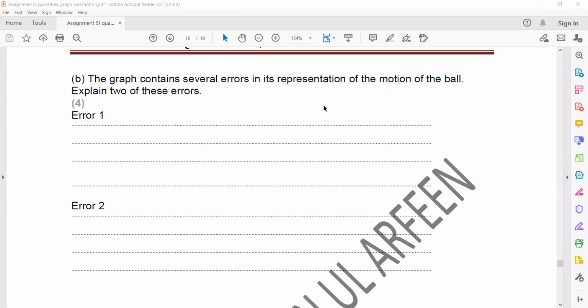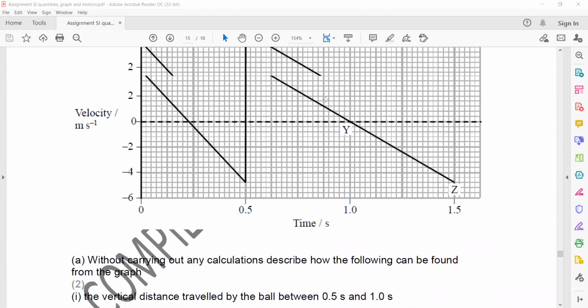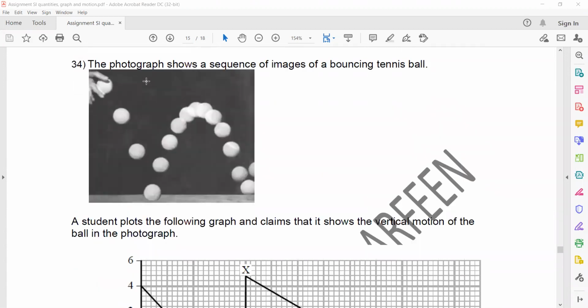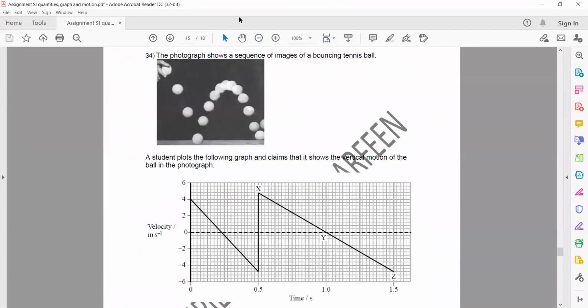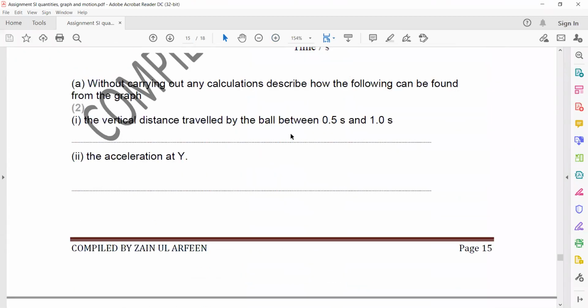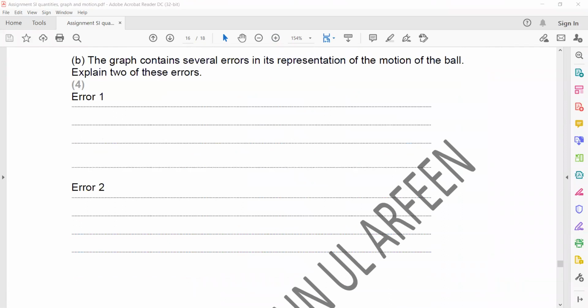The graph contains several errors in its representation of the motion. Explain two of these errors. First, an object is dropped. Whenever an object is dropped from a certain height, the initial velocity is zero. But here, the initial velocity is not zero; it is starting from a certain value. So that is one mistake. The second thing, the gradients are not the same, because acceleration is due to gravity when we ignore air resistance. So the acceleration is not the same, as the gradients of the lines are not the same. So the two errors are, one, the graph starts with a certain velocity, and two, the gradients are not the same.